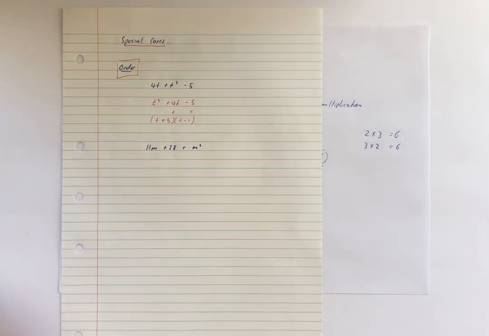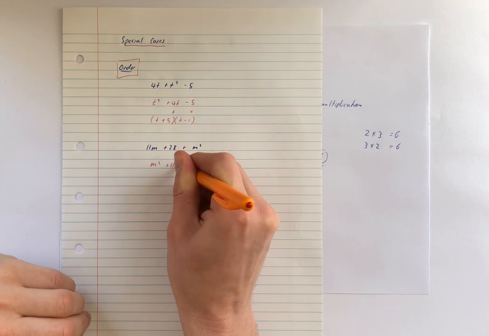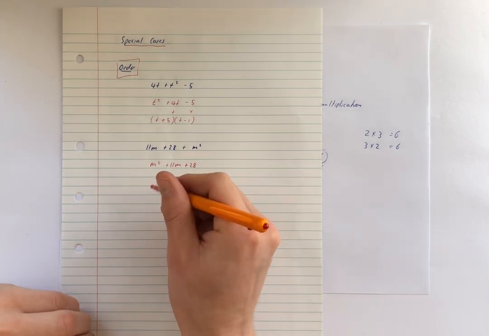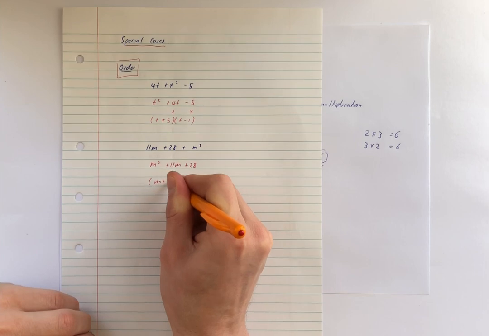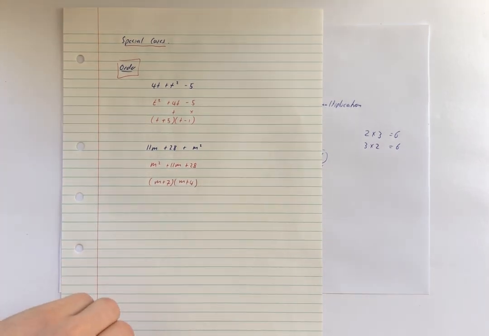You could give this one a go. m squared plus 11m plus 28. Now we want to factorize this. Numbers that multiply to 28 but add to 11. 7 and 4, I believe. Awesome.